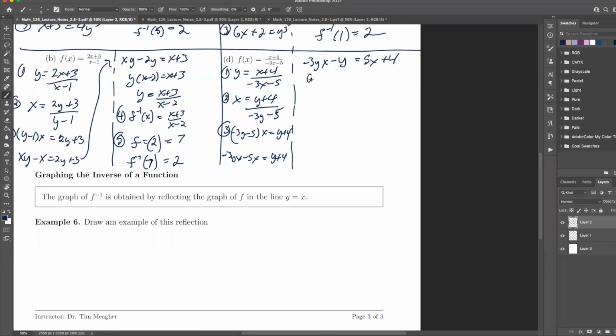All right, factor out my y. Oops, make that y. It looks like minus 3x minus 1. Remember, this is a negative 1. If I factor out the y, I still have the negative 1 there. And y is equal to (5x plus 4) over (minus 3x minus 1). And so we'll do step 4. We'll say f inverse of x is equal to (5x plus 4) over (minus 3x minus 1).